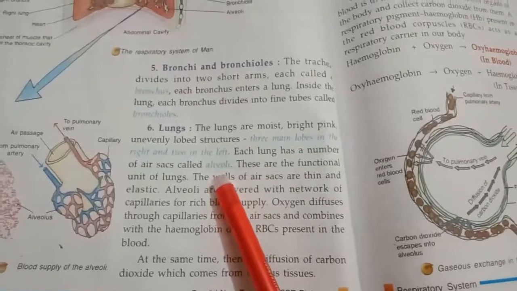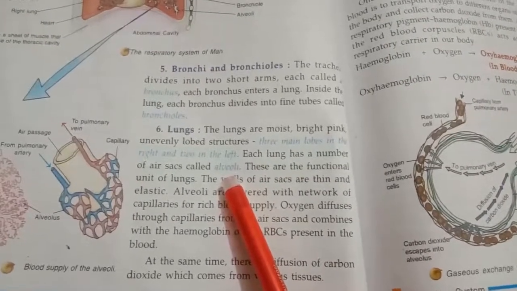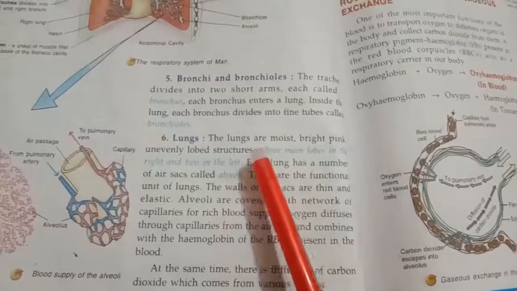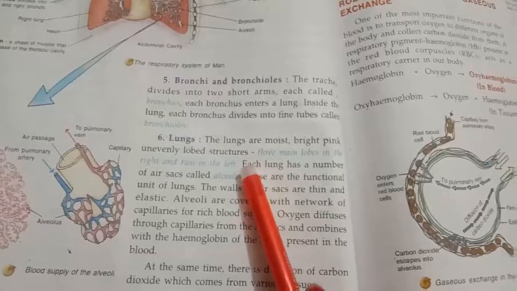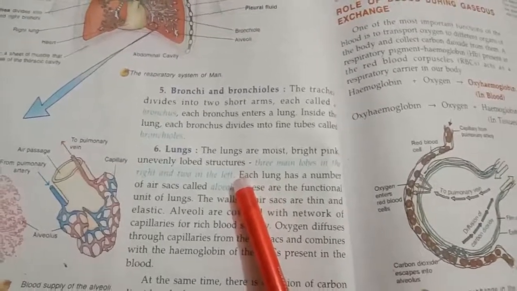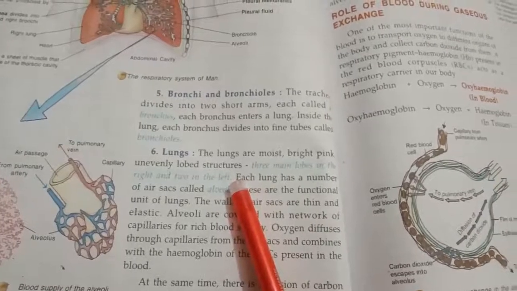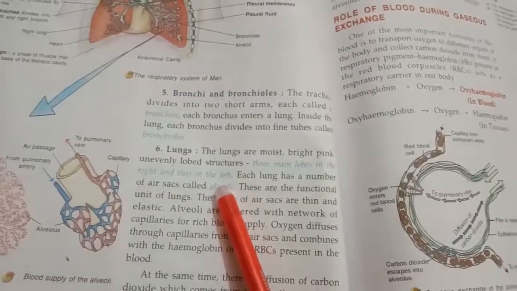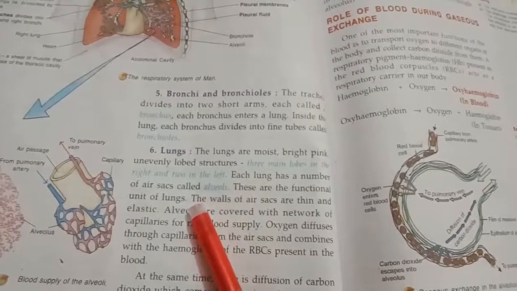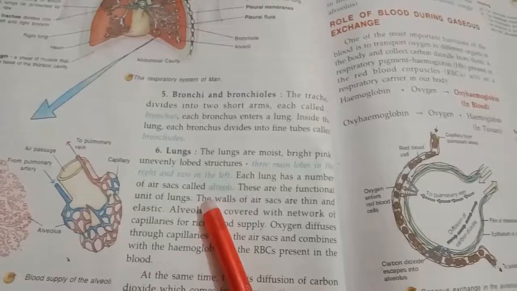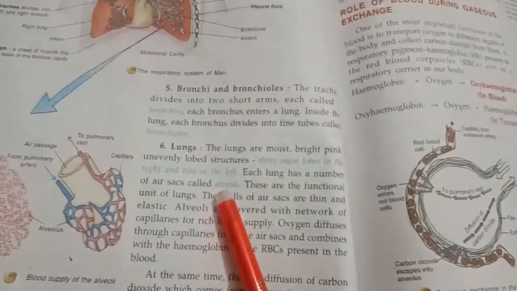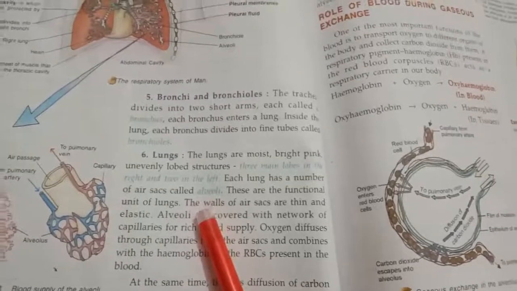Now lungs are moist, bright pink, unevenly lobed structures. Three main lobes in the right and two in the left. Actually, why is the structure different for the right and left lung? Because you know the heart is present on the left side, so that's why there are two lobes only. Each lung has a number of air sacs called alveoli. I have told you at the end of each bronchiole there is an air sac. Tiny air sacs are present that are known as alveoli. These are the functional units of the lungs.